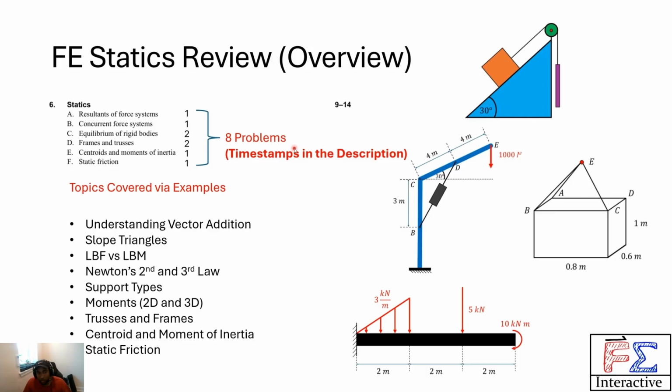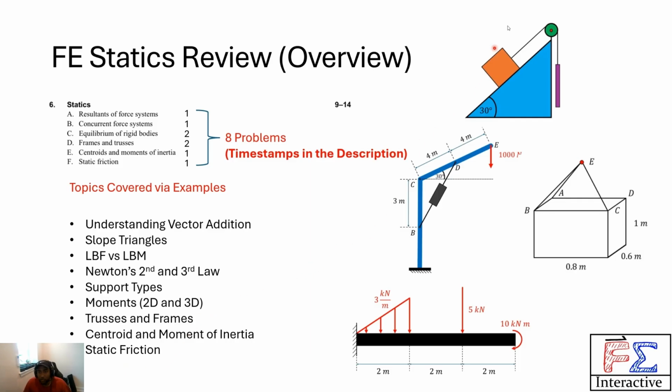So there's 8 problems in total, and there's additionally timestamps in the description so that you can jump to whichever problem or topic that you're looking to review. The different topics that we're going to be covering inside of this review are understanding the idea of vector addition, slope triangles, the difference between pound force and pound mass in the English system, because definitely there's English system problems on the FE exam, Newton's second and third law, the different support types that you'll encounter, moments in 2D and 3D, trusses and frames, centroids and moment of inertia, and static friction.